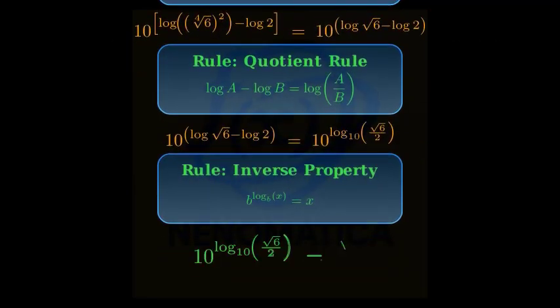Step 4. Apply the inverse property. B to the log base b of x equals x. Simplify 10 to the log base 10 of something to just that something.